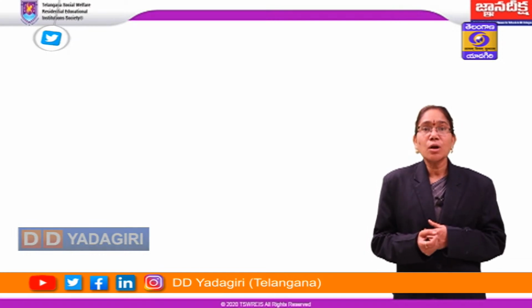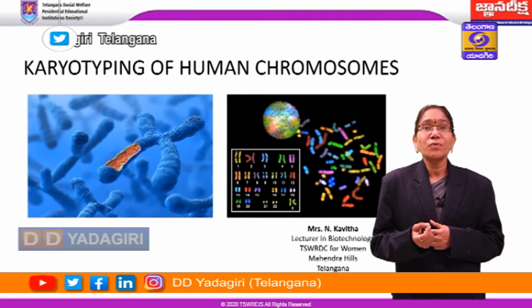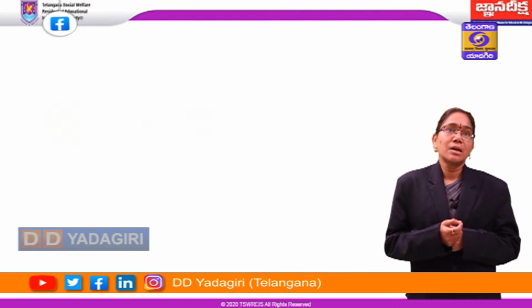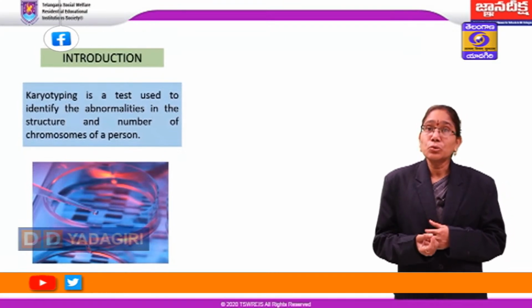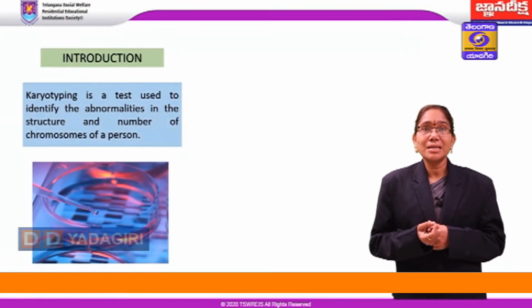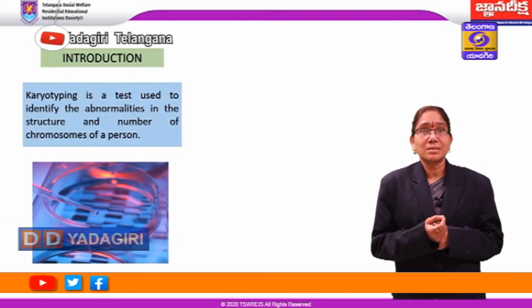Students, today we are going to learn a very interesting topic, karyotyping of human chromosomes. Karyotyping is a test used to identify the abnormalities in the structure and number of chromosomes of a person.